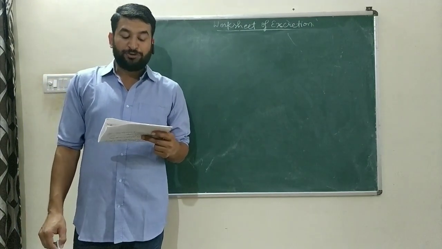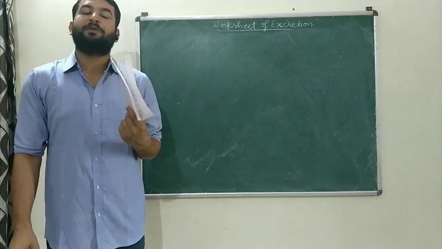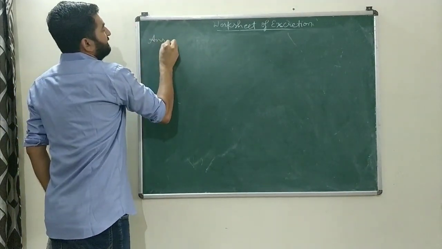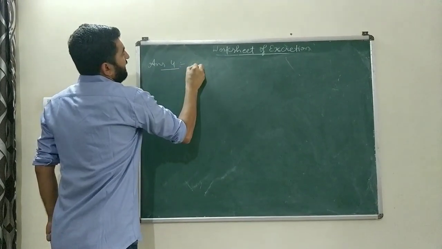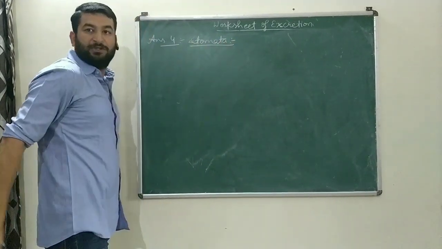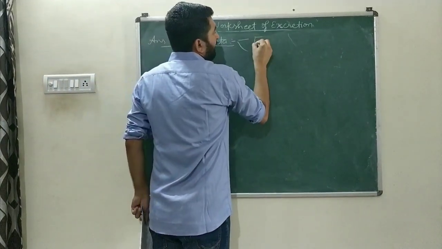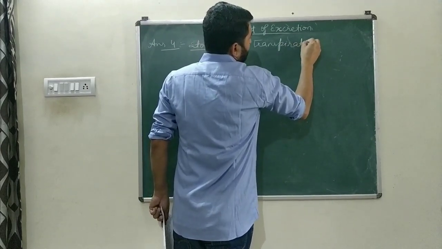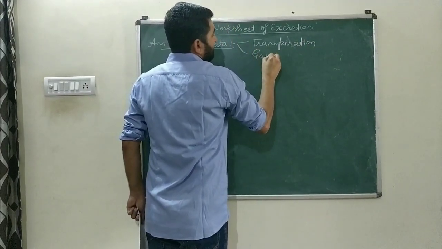Now the question number 4th. How do leaves of the plants help in excretion? We had discussed it, but the leaves of the plants help in excretion by tiny microscopic pores known as stomata, through which the loss of water occurs by transpiration, and the second is gaseous exchange.